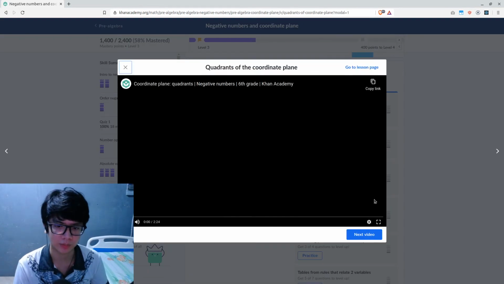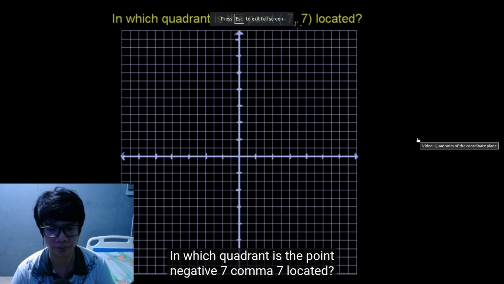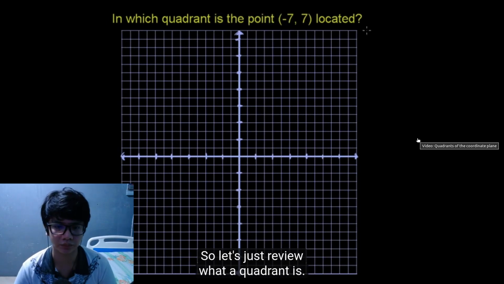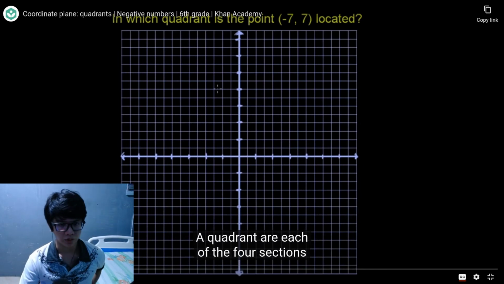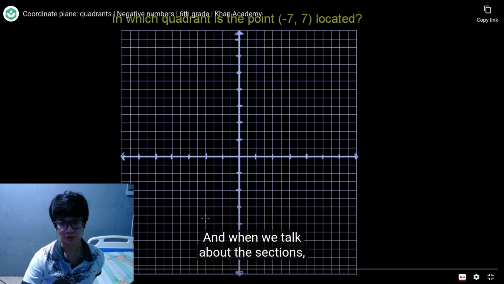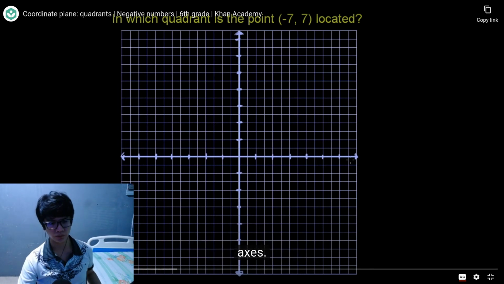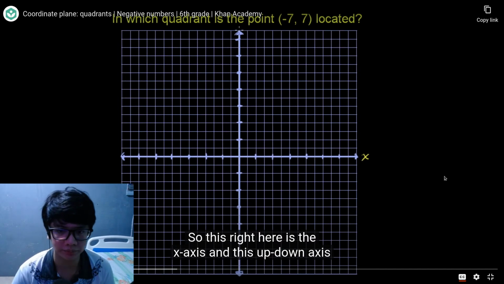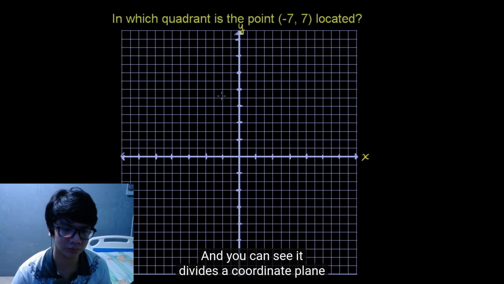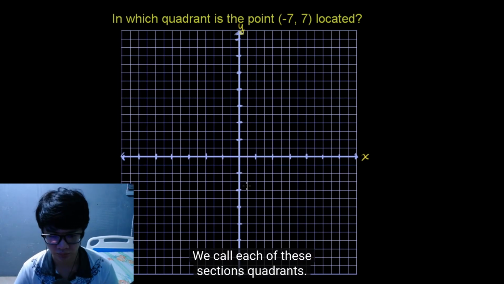Quadrants of the coordinate plane. In which quadrant is the point -7, 7 located? So let's just review what a quadrant is. A quadrant is each of the 4 sections of the coordinate plane. And when we talk about the sections, we're talking about the sections as divided by the coordinate axes. So this right here is the x-axis, and this up-down axis is the y-axis. And you can see it divides the coordinate plane into 4 sections. We call each of these sections quadrants.